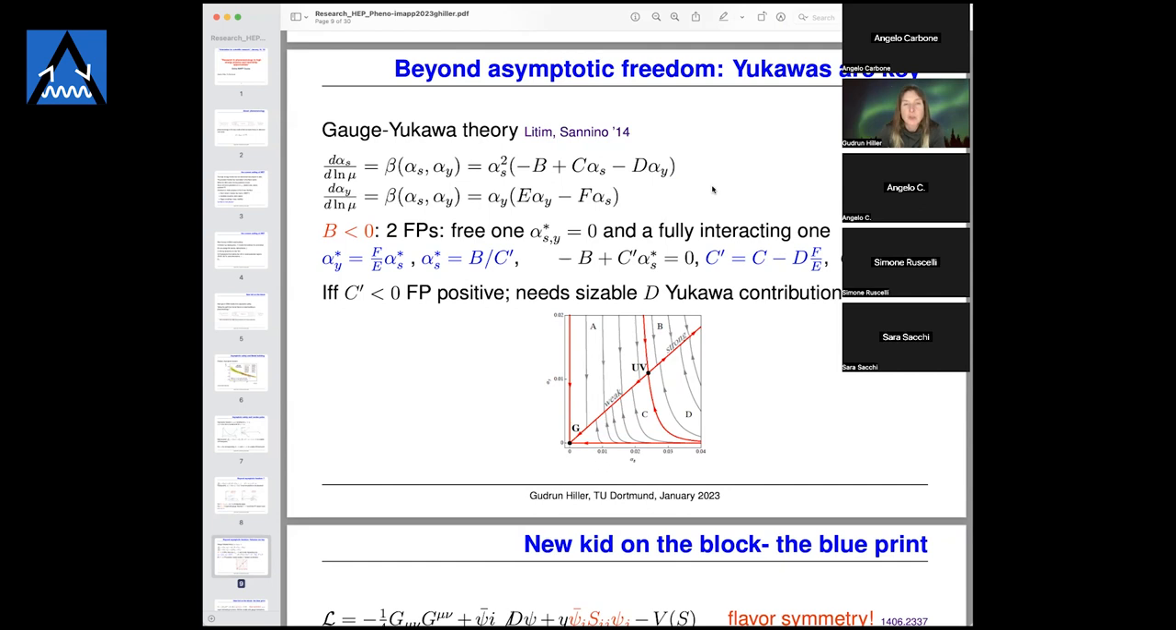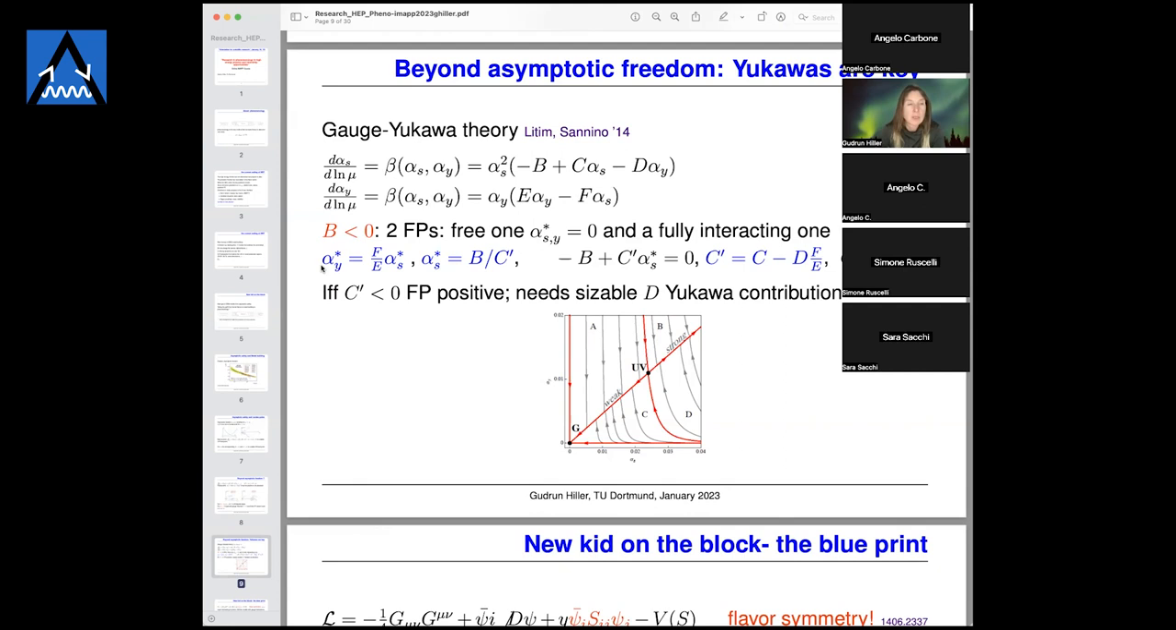And the fixed point values you can find. It requires, first of all, that the B coefficient is negative. Then there's of course the free one, when both couplings vanish, and then there's one which is fully interacting. And you can solve this.